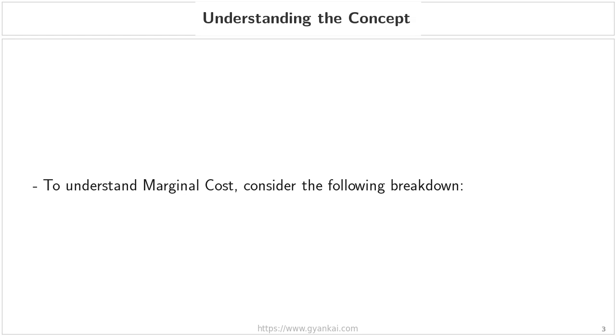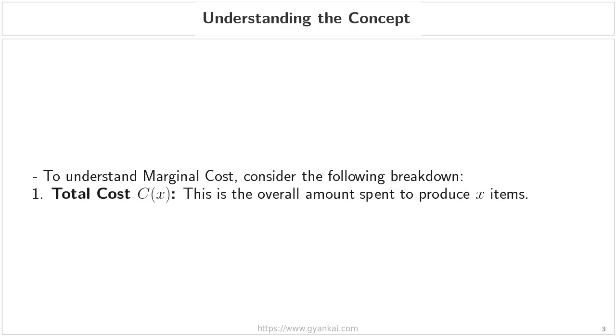Understanding the concept. Now that we have established the basic definition, let us break down the concept of marginal cost to ensure a clear understanding. First, consider the total cost, represented by the function C of X. This simply refers to the overall expenditure a company incurs to produce a specific quantity, X, of items.